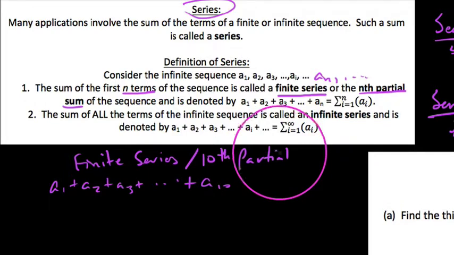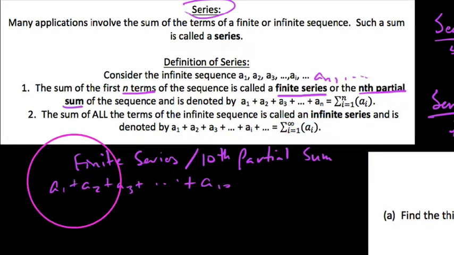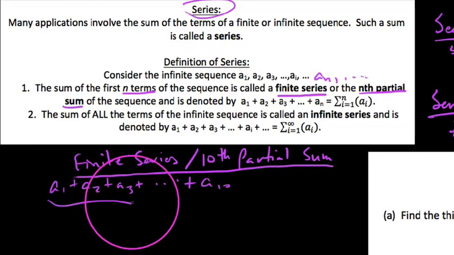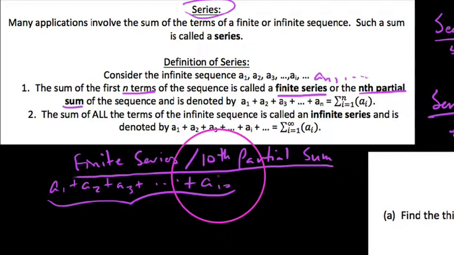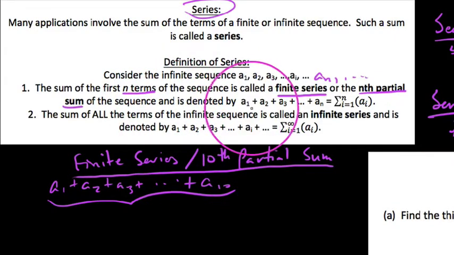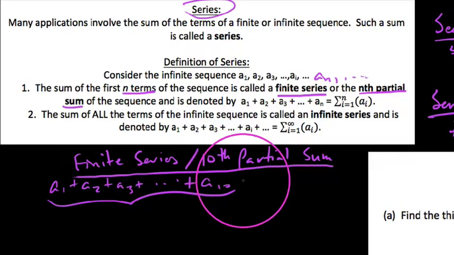Now, when something is partial, it's like a part of something or a piece of something. So we're only adding together the first, say, 10 terms of this. That's why we call it a partial sum. It's not the sum of all the terms. Now you notice I said it's denoted by A1 plus A2 plus A3 through AN. In this case, I'm using n as 10 here.